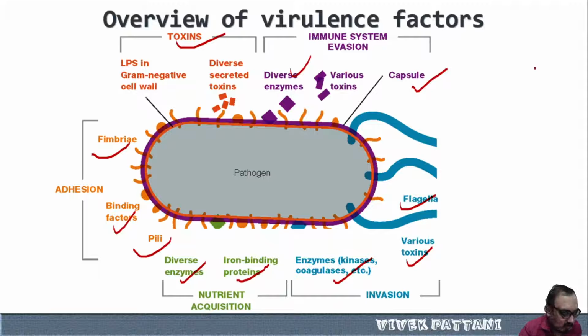And for invasion they are going to use flagella or maybe toxins or enzymes such as kinases, coagulases, etc. So you can see that each and every system has its own different type of virulence factors which are needed for particular functions. For example, toxins have a different mechanism, adhesion mechanism is different, nutrient acquisition is basically absorption of nutrients from the host cell, invasion is how they invade other parts or organ systems of the body, and how they can avoid the immune system. Each and every part has its own story.